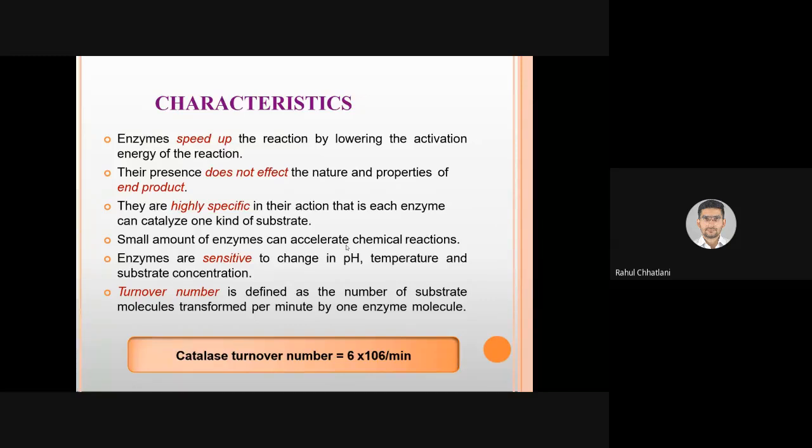Enzymes are sensitive to change in pH, temperature and substrate concentration. Three things change the activity of an enzyme: pH, temperature and substrate concentration. How they change it, we'll see in the further classes. Yes, so just for now, remember three things are utmost important.